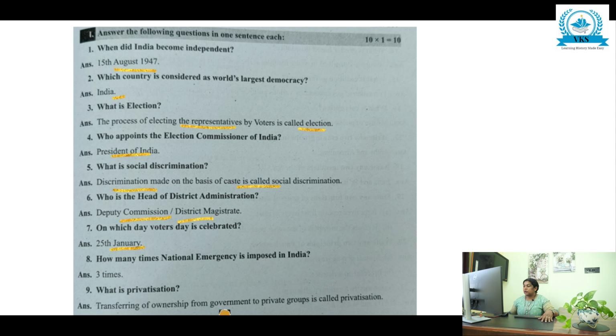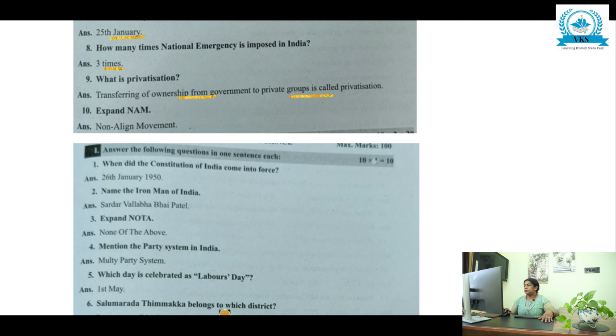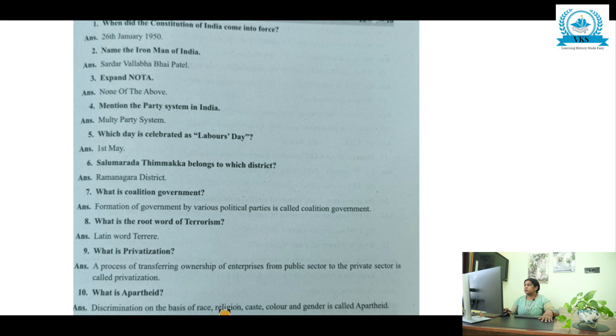How many times national emergency imposed in India? 3 times. What is privatization? Transferring of ownership from government to private groups is called as privatization. When did Indian Constitution come into force? That is 26th January 1950.